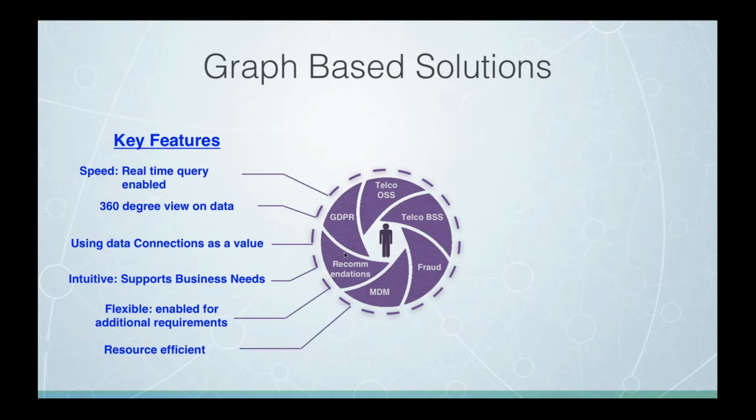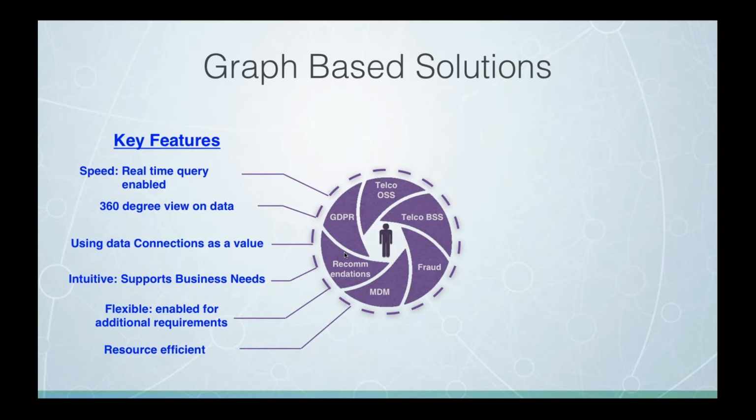Key features of these graph-based solutions are speed. By traversing through already materialized relationships, you can enable real-time queries. You can provide a 360-degree view on data as you support connections to all kinds of information to enrich the big picture on customers, systems, employees, etc. You can also use data connections as a value and provide an intuitive solution which supports business needs. A graph-based solution will be flexible and can adopt additional requirements. Plus, it is resource efficient, as a lot less computing power is needed since all the connections are already materialized.